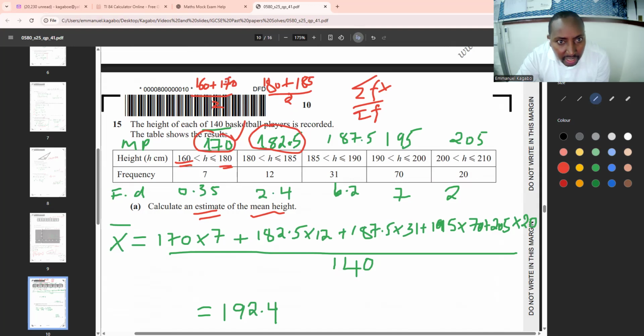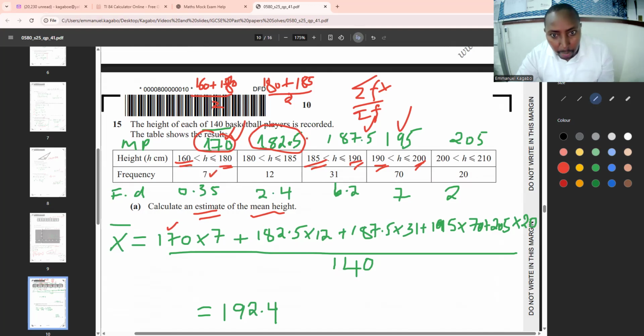Oh, here it was 180. Here it was 180, guys. Okay, that's why I get 170. Here you add this plus this, divide by 2. You get that. This plus this gives you this. That gives you what you call the midpoint. And whenever you're finding the estimate of the mean, you use the midpoint. So my midpoint here will be that. That's why I have this times 7.